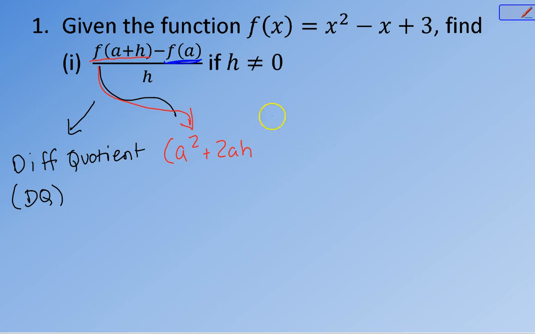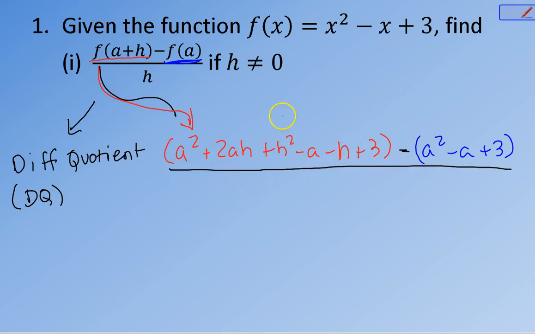2ah plus h squared minus a minus h plus 3. Okay, so that's my f of a plus h minus, now I'm going to plug in my f of a, which we already knew, but notice I'm using parentheses because I'm inserting a whole trinomial, and that would be a squared minus a plus 3, all over h.